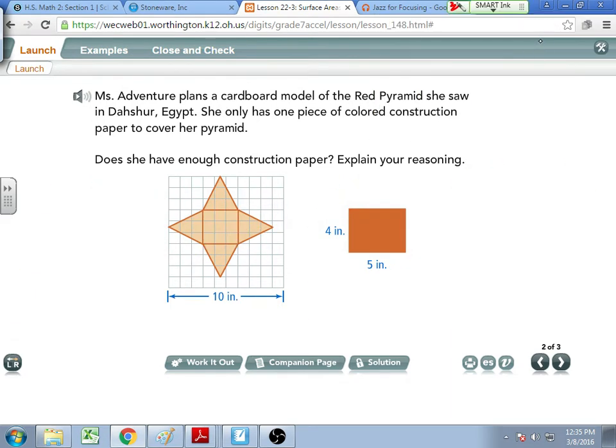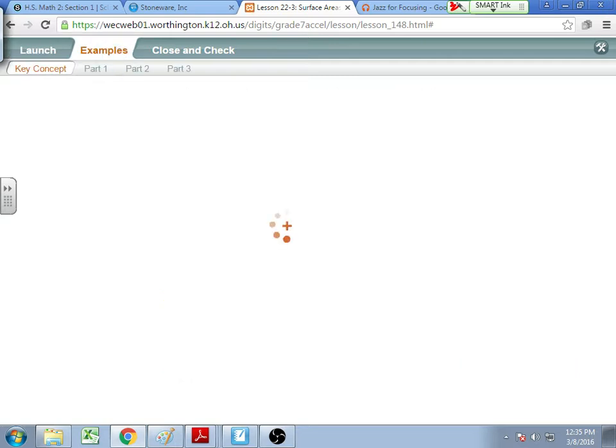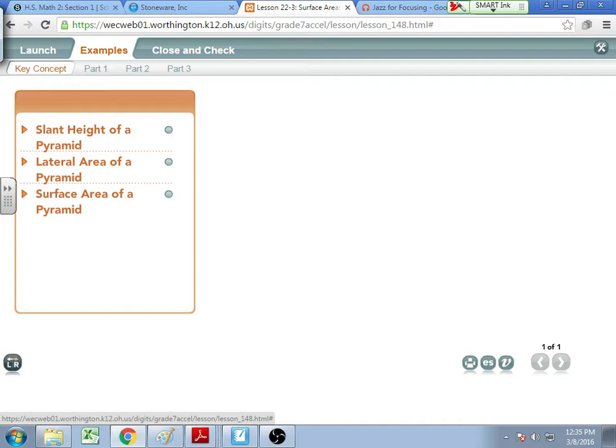Moving on into our lesson, you'll see that when we find the surface area of pyramids, it's very, very similar to the surface area of prisms. The big difference is now my lateral faces are all triangles, so they're all half of what they were before. And finding my lateral area now involves the slant height.